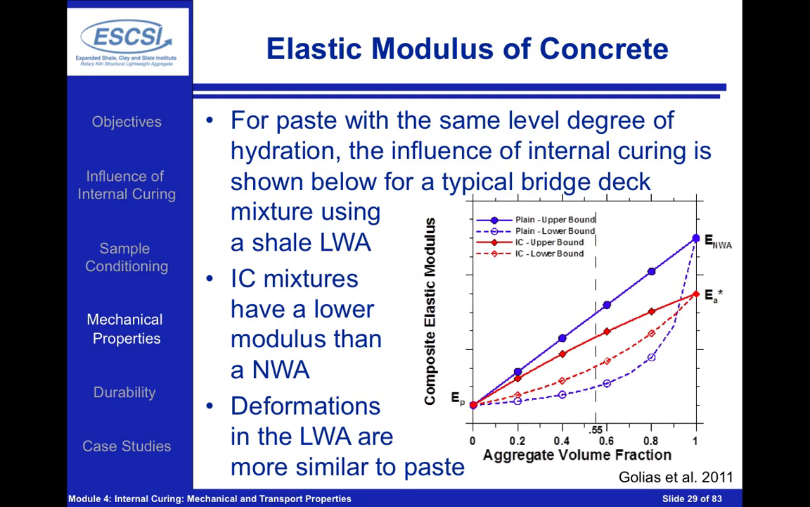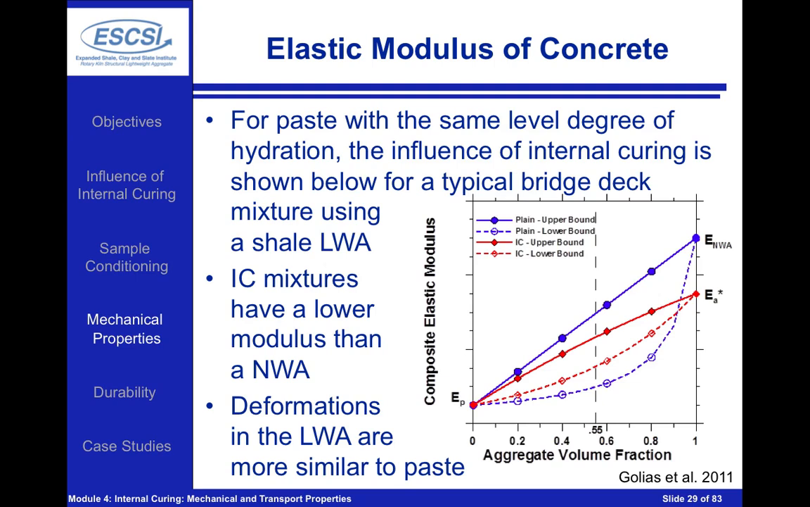Now, we can also look at this in a slightly different way, that if we had a paste with the same degree of hydration, what we would notice is that as we altered the aggregate volume fraction, we would be seeing the elastic modulus of the composite changing. What we'll notice here is that the main effect that we're seeing here is really due to the aggregate. So if we have a lower elastic modulus of the lightweight aggregate, we're going to see the point on the far right-hand side of that graph decreasing because the stiffness of the aggregate is decreasing.